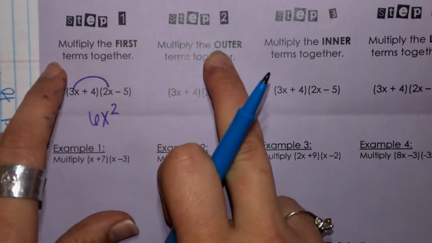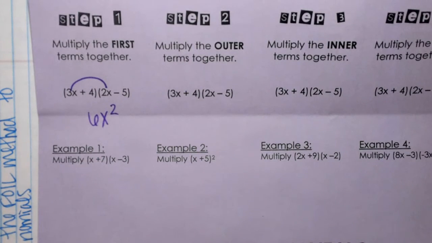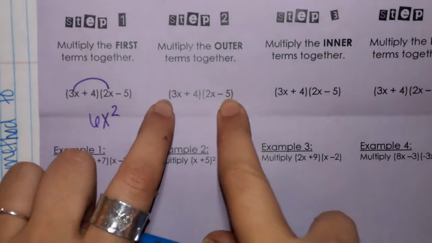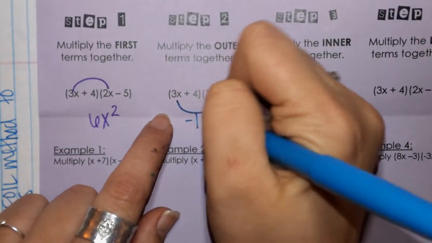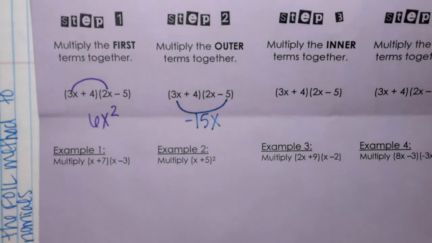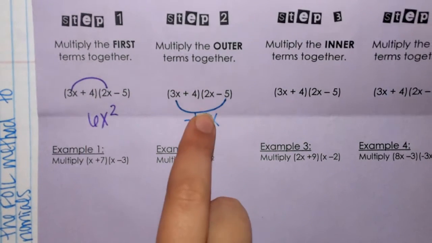Now, step 2 is multiply the outer terms together. What are the outside two terms? Outside. There's 3 and 5. 3 and 5. Fantastic. So 3x times negative 5. That's okay. You didn't know. That's why we were looking at it. Is negative 15x. Does everybody see what I have so far? Yes. Okay. So, I've drawn an eyebrow. I've drawn a mouth.